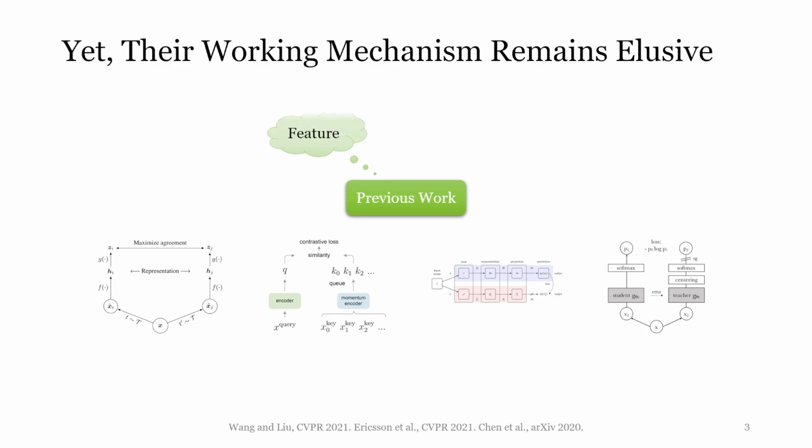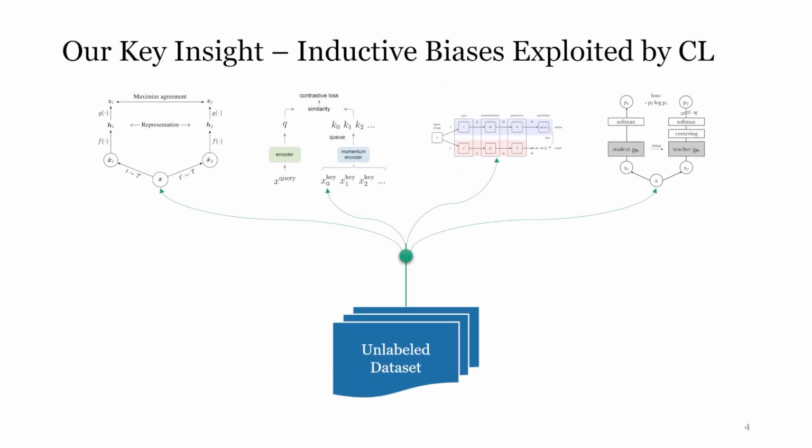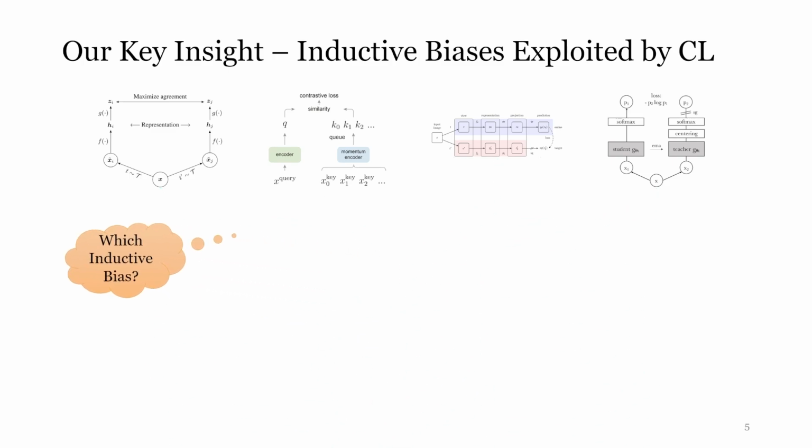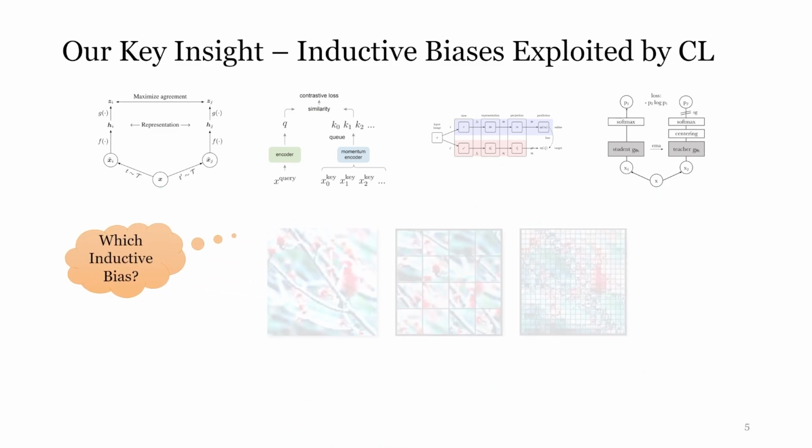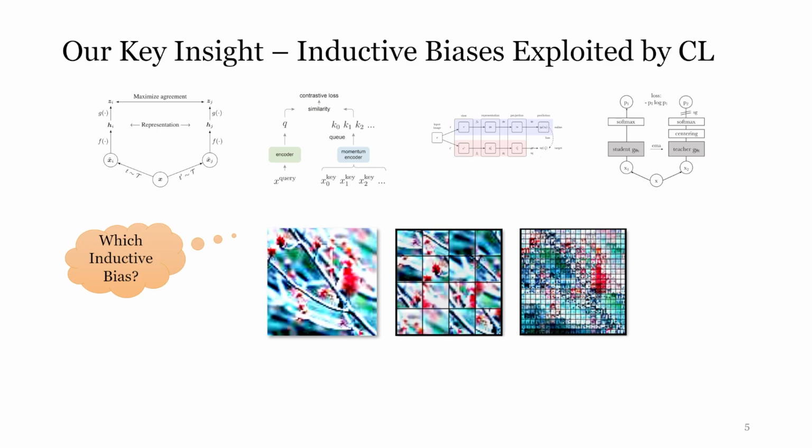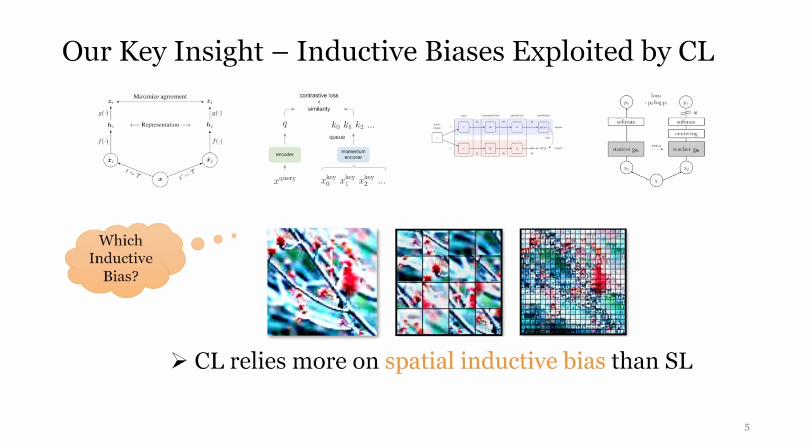Previous work mainly focuses on its feature space, downstream accuracy and loss formulations. However, there is no work aiming to understand which information or which inductive bias is exploited by contrastive learning when lacking supervision. In this paper, we design and conduct experiments to study the inductive bias of contrastive learning. We show that CL relies more on spatial inductive bias than SL, and draw the conclusion that the spatial inductive bias is the key information exploited by CL.